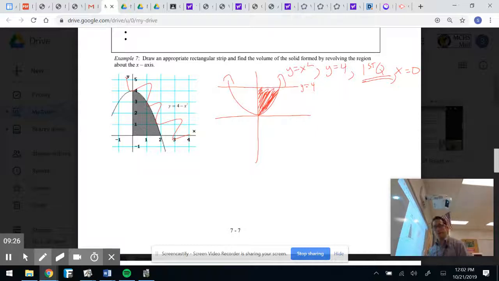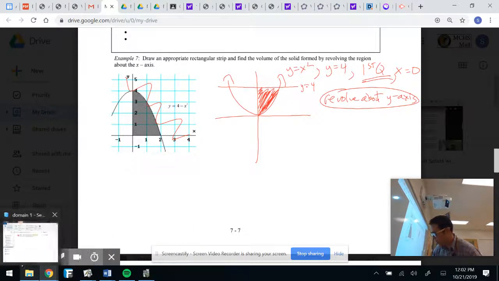What could I revolve that about to get something that would give me a disk? Okay, a disk is like a nice solid guy, right? So let's start with this guy. Let's revolve it about the y-axis, right? If I'm revolving it about the y-axis, well, that means everything better be in terms of y's. All right, so let's go ahead and draw what the other guy would look like.